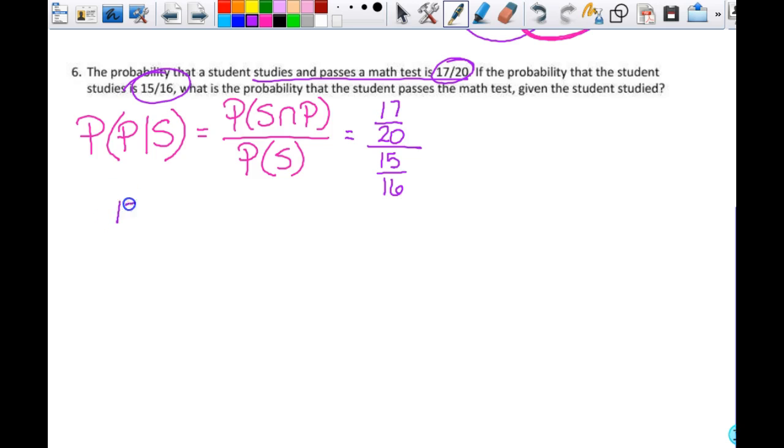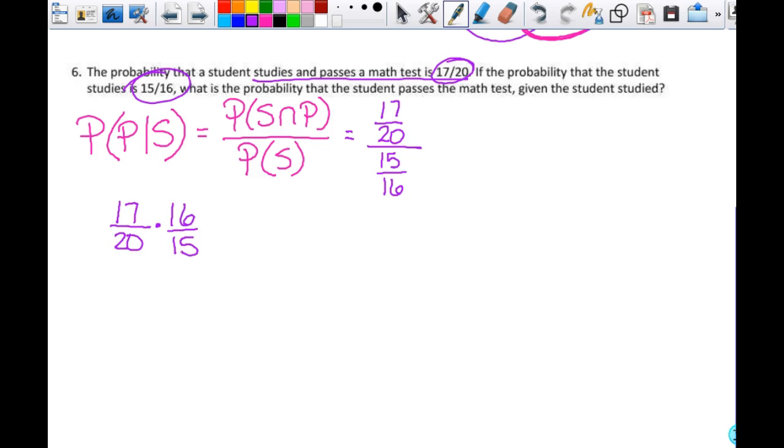The numerator is 17 out of 20. When you divide by a fraction, you multiply by the reciprocal, so you flip and multiply 16 over 15. You don't just multiply the fractions because multiplication and division are two completely different operations. Now, in this case, if we don't have a calculator, my suggestion would not be to just multiply straight across. You can, but that's going to make your life a whole lot harder.